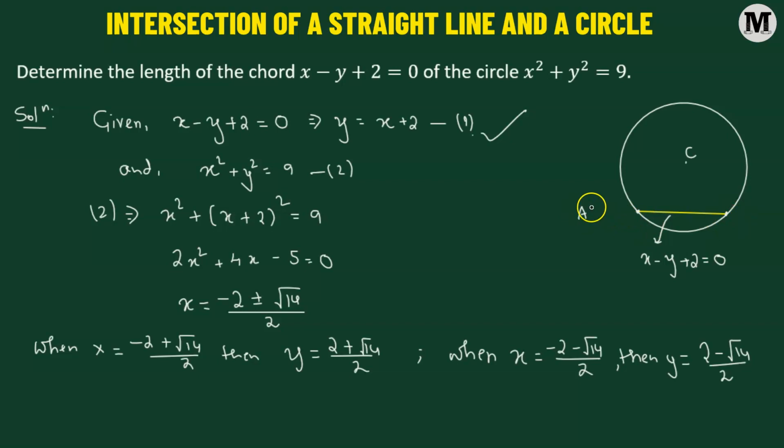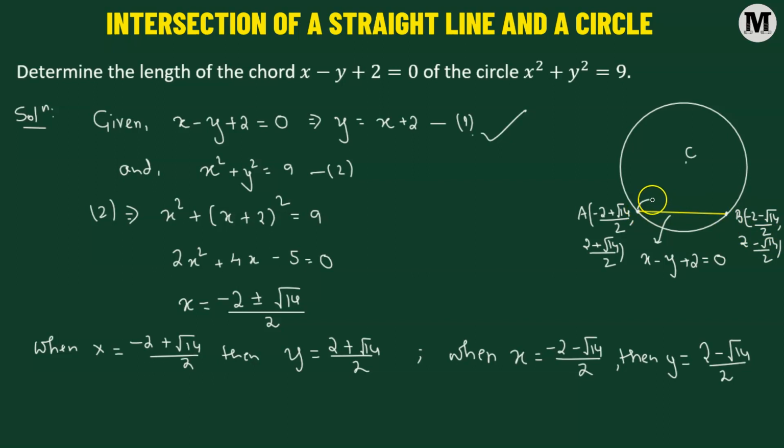So A has the x coordinate negative 2 plus square root of 14 over 2, and the y coordinate is positive 2 plus square root of 14 over 2. And then we have point B, whose x coordinate is negative 2 minus square root of 14 over 2, comma, positive 2 minus square root of 14 over 2.